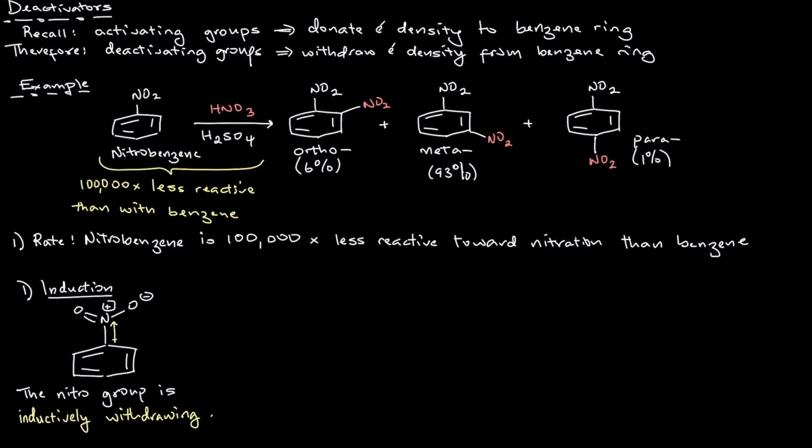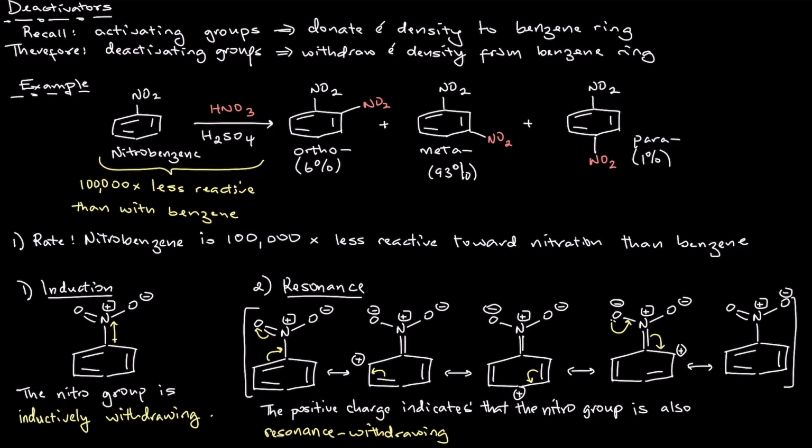So we consider this nitro group inductively withdrawing, which would then serve to deactivate the ring. It turns out our resonance can also explain why the nitro group is a specifically strong deactivating group. So consider the resonance forms that I have drawn here for your nitrobenzene. In all these cases, the electron density is being withdrawn from the ring through resonance. So we say that the nitro group is both inductively withdrawing, but also resonance withdrawing as well.